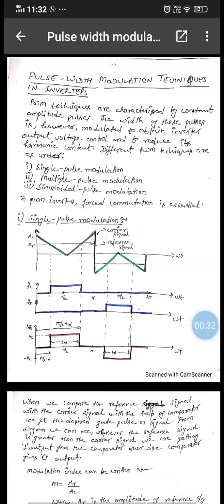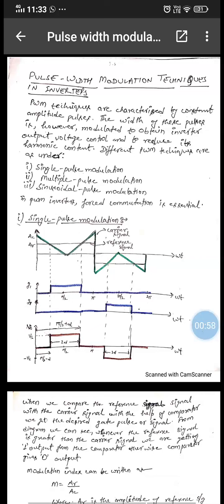Hello to all. In today's lecture, we are going to learn about PWM techniques. PWM techniques means pulse width modulation techniques. Mainly, these techniques are used in inverters to get a modulated waveform.